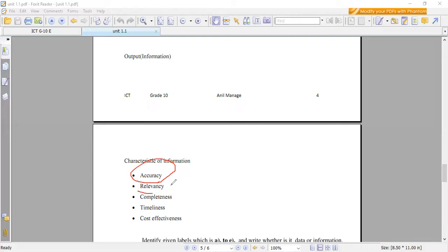Then relevance. Now, if I am trying to find out the highest mark in ICT, and someone is telling the maths marks or science marks, it is not related. So I can't take a decision based on other subject marks for finding ICT marks. So whatever the information is, it should be relevant. So relevancy should be there.